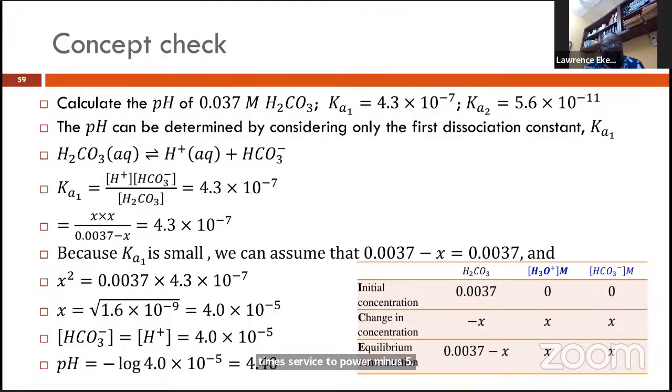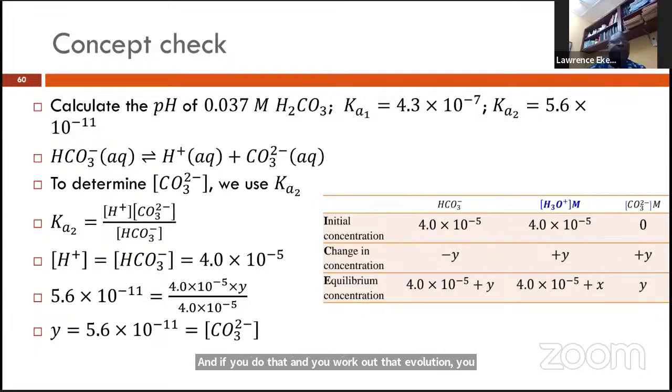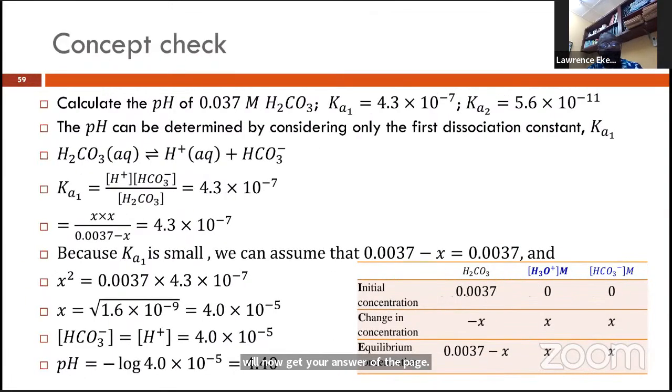So for the pH, you will now substitute the value into the negative log of hydrogen ion concentration. Remember, we said the hydrogen ion concentration is equal to the carbonic anion concentration. And so we substitute the value into the pH formula, pH, which is the negative logarithm of hydrogen ion concentration. So if you substitute that value, it becomes pH is equal to negative log of 4.0 times 10 raised to power minus 5. And if you work out that evaluation, you will now get the answer of the pH value. Okay.